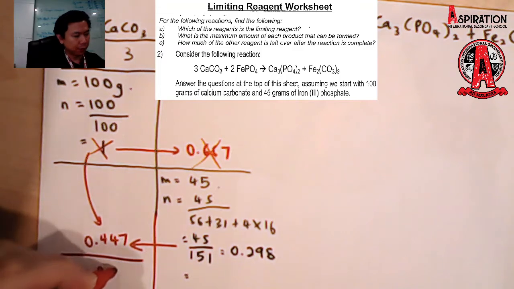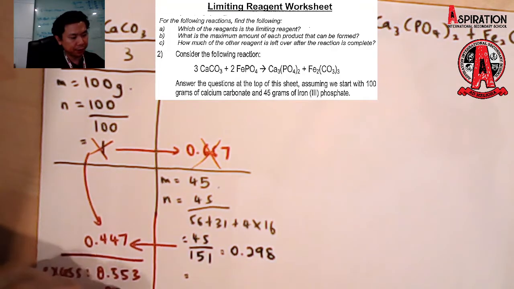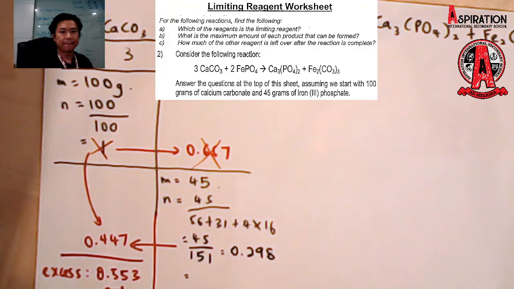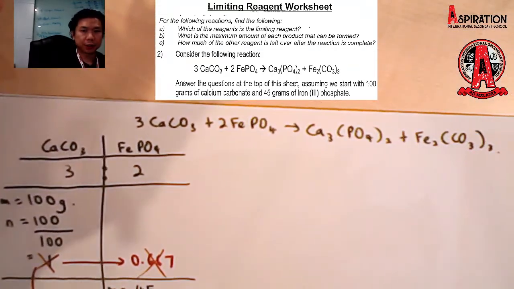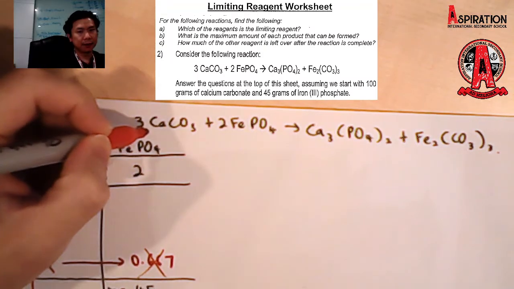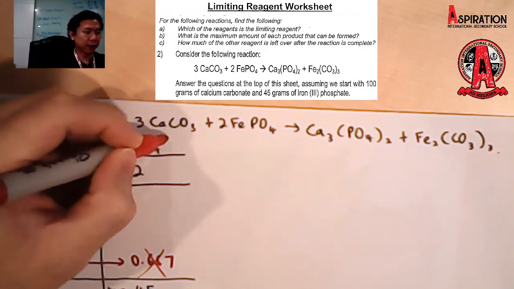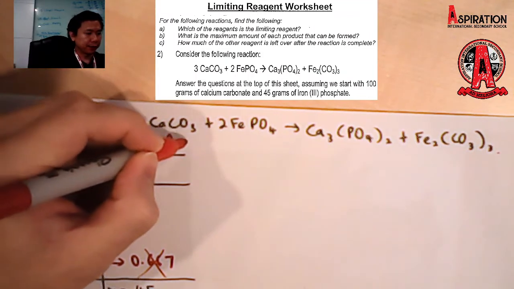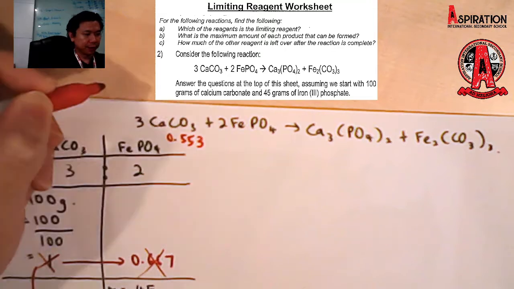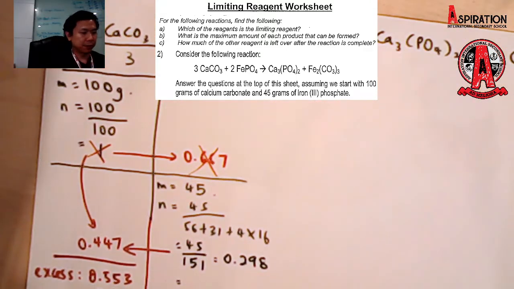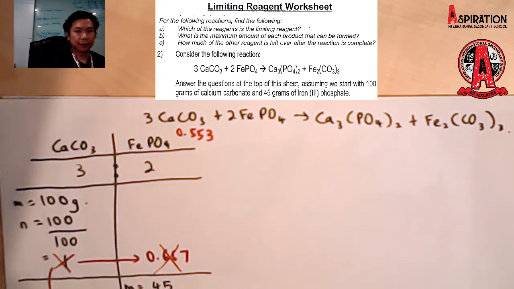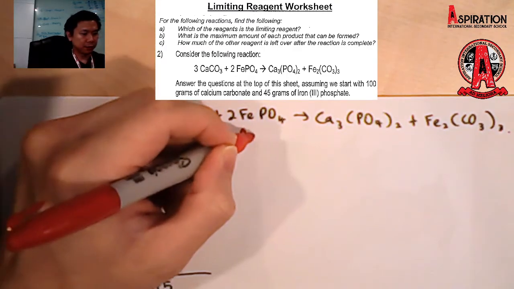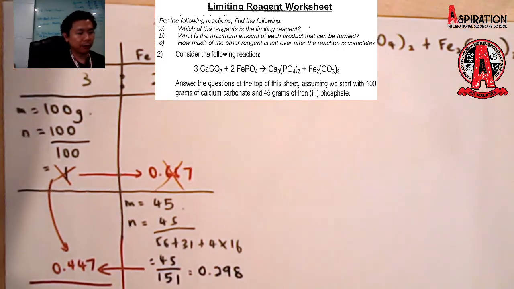Well, you've got 0.553 moles in excess. So let's go back to the equation here. How many moles of calcium carbonate reacted? Well, it's 0.553. We got that from here. And how many moles of iron phosphate do we have? Yeah, it's 0.298. And how did we get that? Well, it's right here.